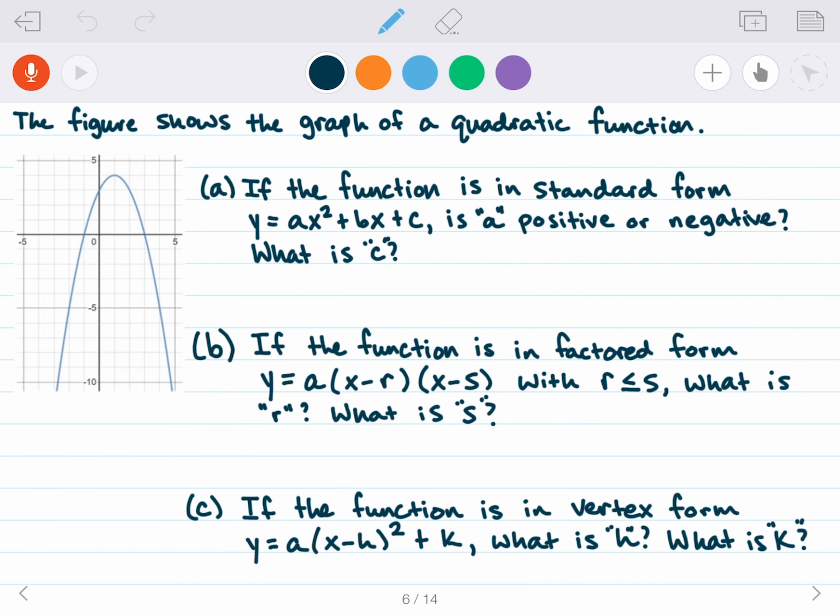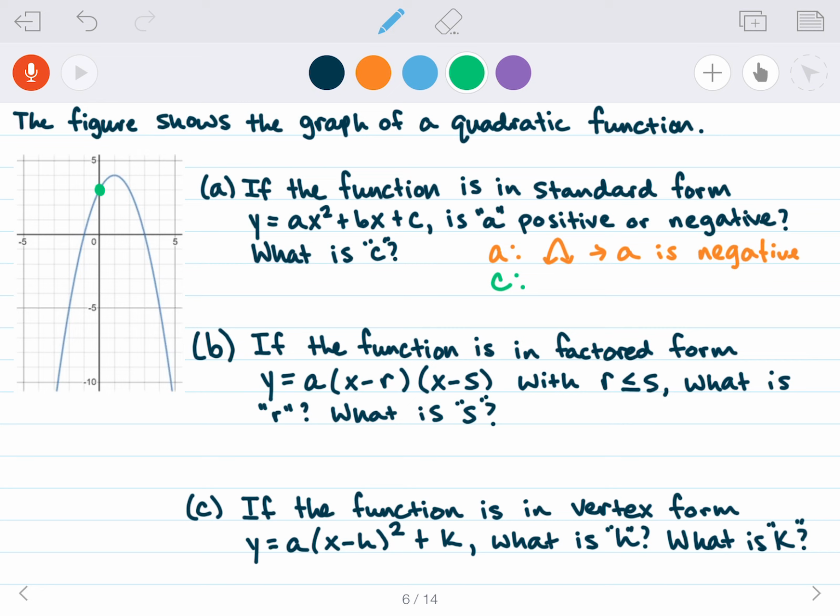Okay, the figure shows the graph of a quadratic function. If the function is in standard form, y equals ax squared plus bx plus c, is a positive or negative, and what is c? So first of all, with a, we can see from this picture that it's opening down, and so this means that a is negative. We know that about a. Now c is the y-intercept. It's where it crosses the y-axis.